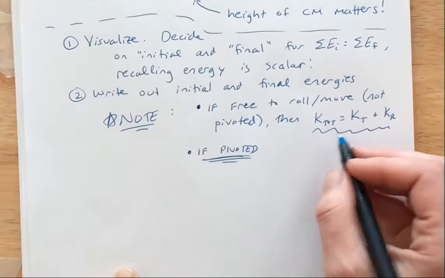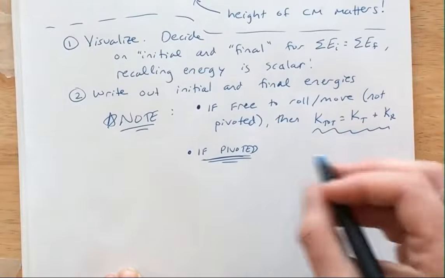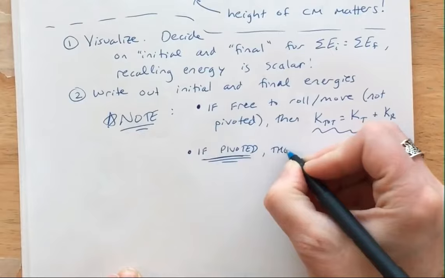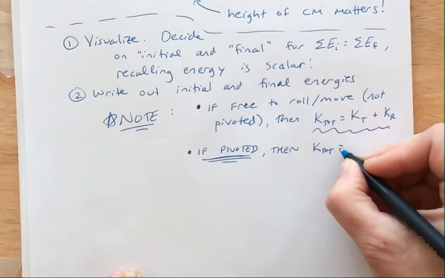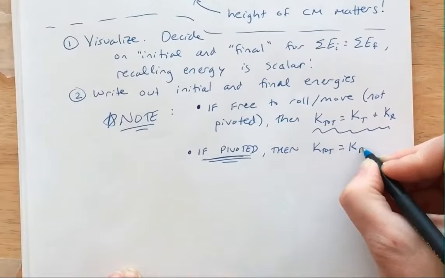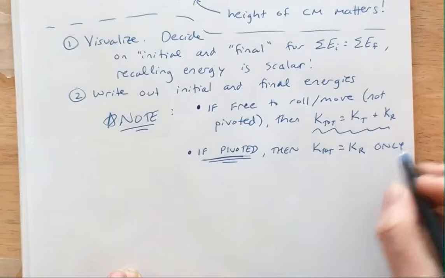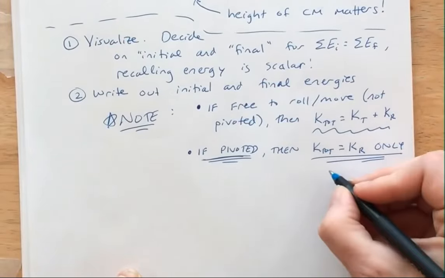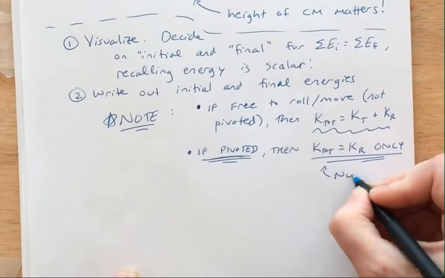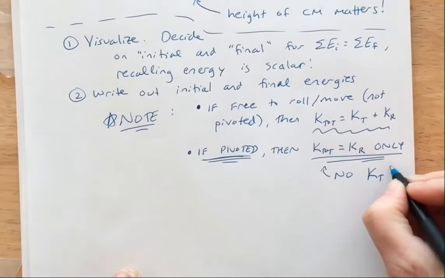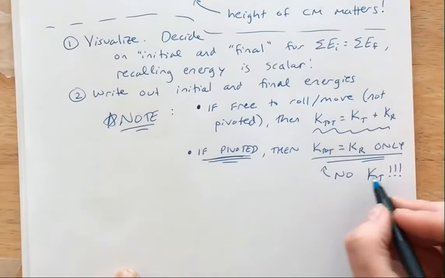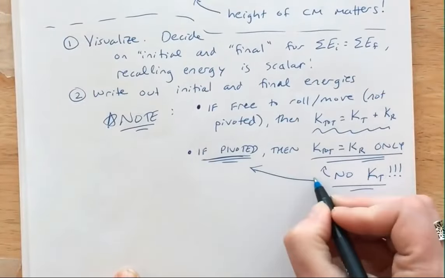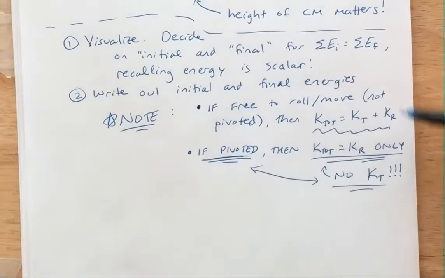On the other hand, if it is pivoted, you've now constrained the motion of the center of mass. It can be shown that in this case, you only want to say K total is equal to K rotational only. So in this case, you don't use the translational motion of the center of mass if it's pivoted. That's going to be a very important application.